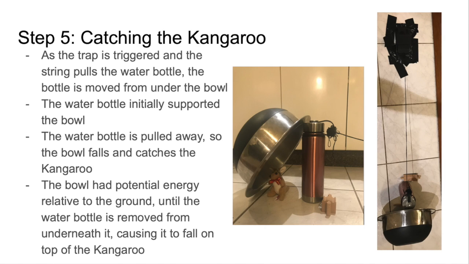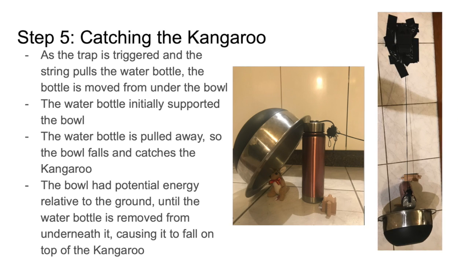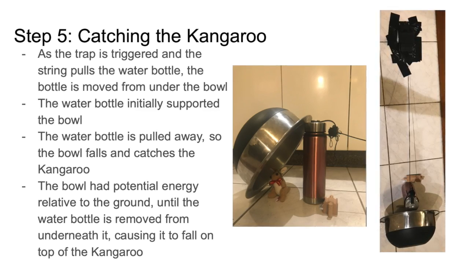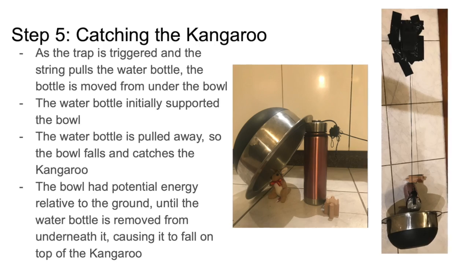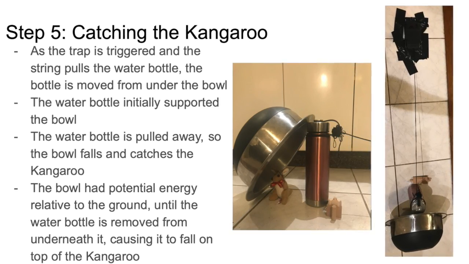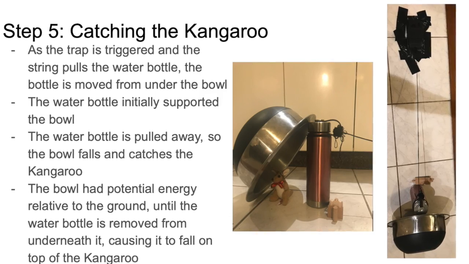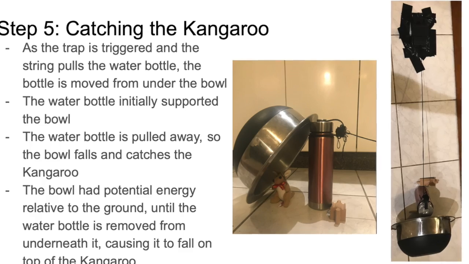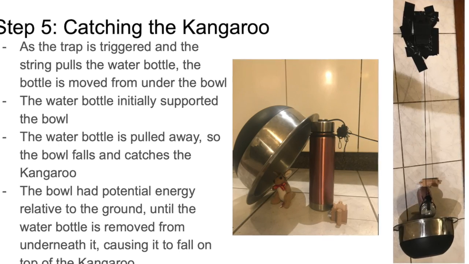The last step of the Kangarubinator is the one that actually catches the kangaroo. Like I said before, when the rat trap is triggered, this causes the water bottle to be pulled away rapidly, and this causes the bowl to fall and catch the kangaroo. This is because the water bottle initially supported the bowl, and as it is taken away, there is nothing to support the bowl in the air anymore, so it falls to the ground.